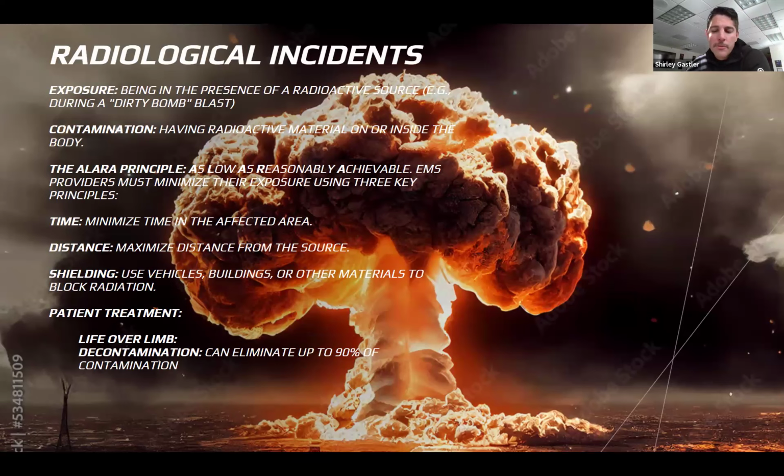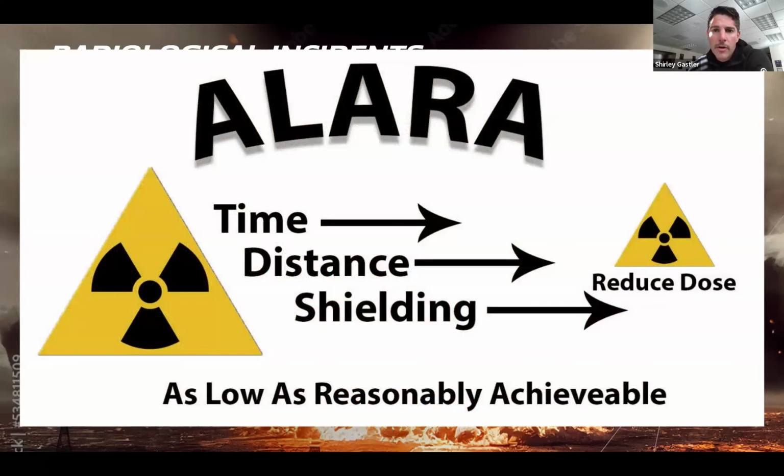These are patients that we may have to consider, especially if we have the ability to use appropriate PPE. We may have to consider a life over limb type of situation where you have to treat prior to doing proper decon. Obviously, a lot of the decon protocols recommend 15 to 30 minutes. Usually if you can do a quick decon, especially if you have somebody that's in cardiac arrest or somewhere thereabouts, you can get 80 to 90% of the contamination off. But again, make sure to protect yourself. And again, remember the ALARA principle: time, distance, and shielding.